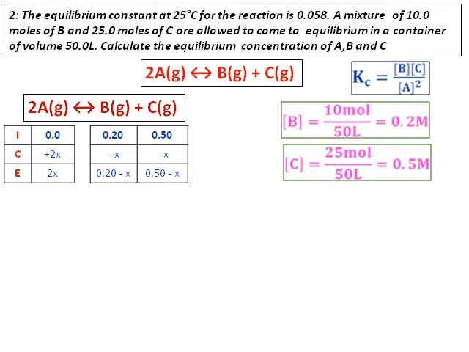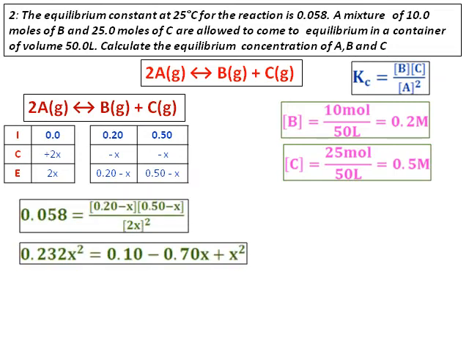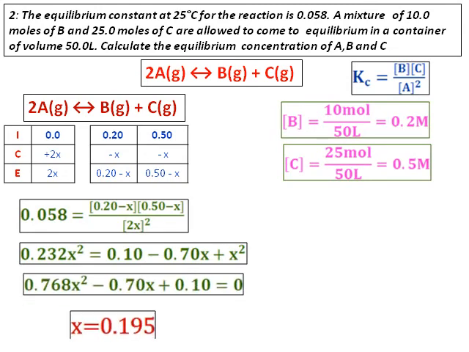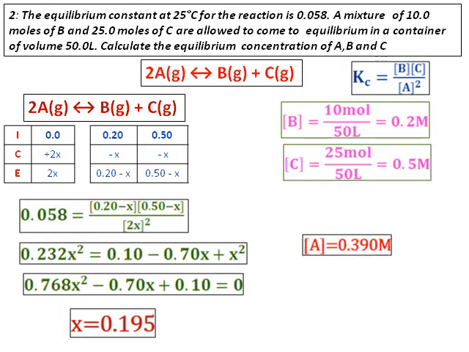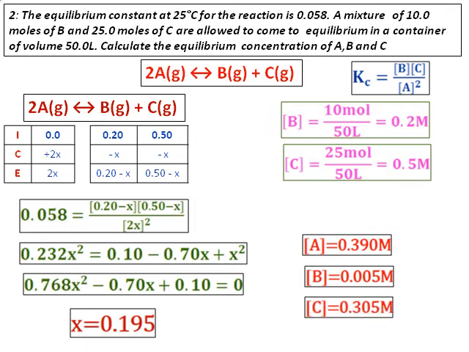Substitute all the values, we get 2X, 0.20 minus X, 0.50 minus X. Put it into the equilibrium equation, and we realize that this is a quadratic equation. So use the principle of quadratic equation, and I get the value of X as 0.195. Once I get the value of X, the equilibrium concentration of A will be twice of that. Equilibrium concentration of B will be 0.20 minus 0.195, and the equilibrium concentration of C will be 0.305 molar.